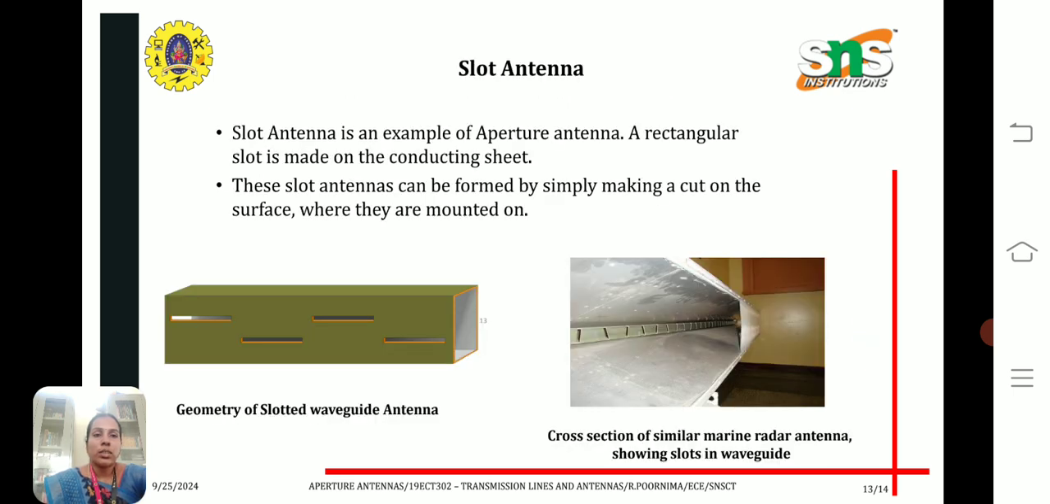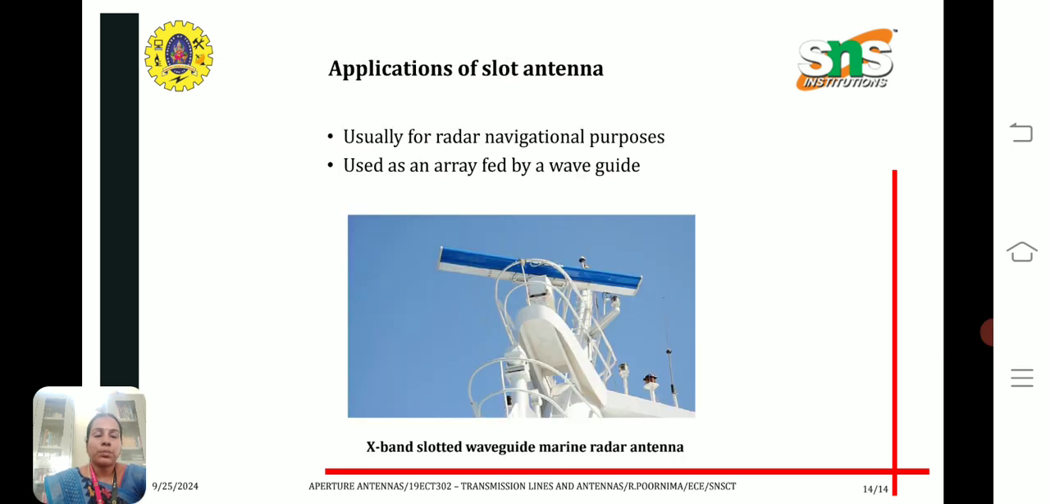So another type in the aperture antennas are slot antennas, where a slot antenna is an example of aperture antenna. A rectangular slot is made on the conducting sheet. So these slot antennas can be formed by simply making a cut on the surface where they are mounted on. So the geometry of the slot antenna is given. And the applications are radar, navigational purposes and array fed by the waveguide.